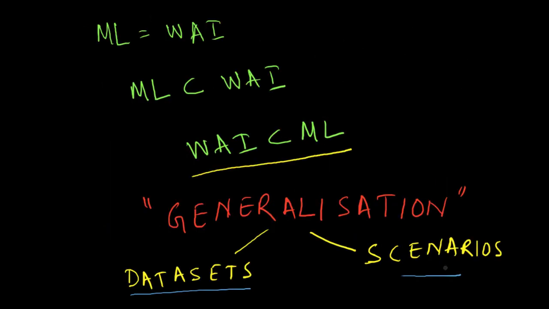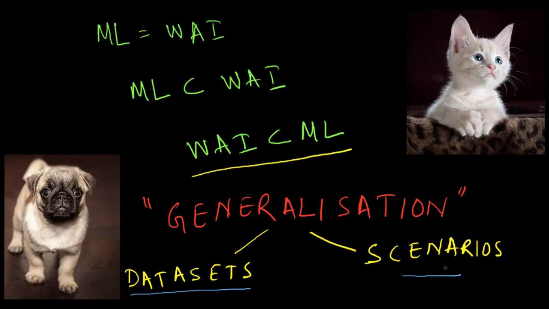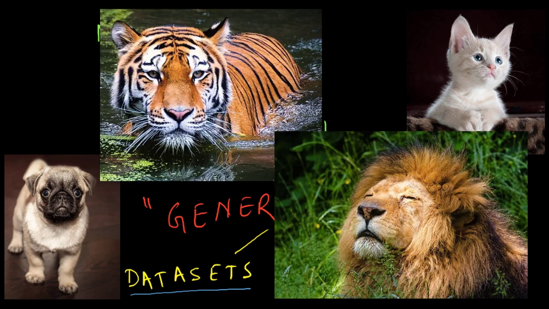Now let's try to understand how do you generalize over different scenarios, because that's a more complex problem. So when I'm talking about different scenarios, as an example that I gave, if you have trained your algorithm over dogs and cats, can you use the same trained algorithm to differentiate between tigers and lions? And usually the answer is no. So how do you then do it?